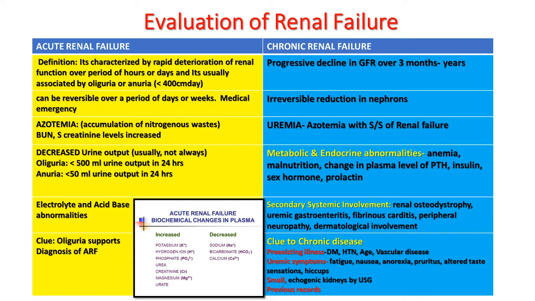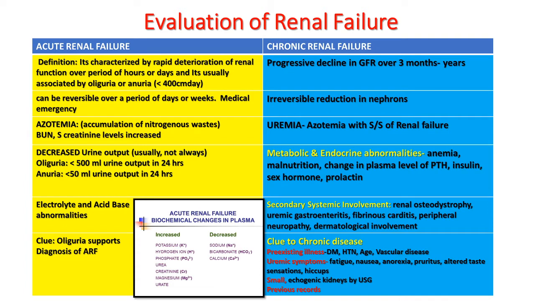In acute renal failure, there is azotemia, that is accumulation of nitrogenous wastes, where BUN and serum creatinine levels are increased. Whereas in uremia, there is azotemia, that is biochemical abnormality in the form of increased BUN and serum creatinine with signs and symptoms of renal failure. Oliguria supports the diagnosis of acute renal failure. Oliguria is defined as less than 500 ml of urine output in 24 hours, and anuria as less than 50 ml of urine output in 24 hours.